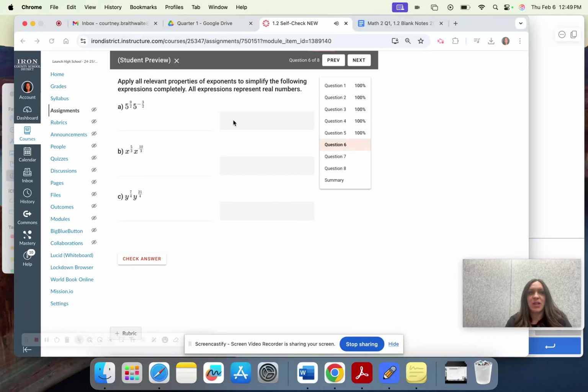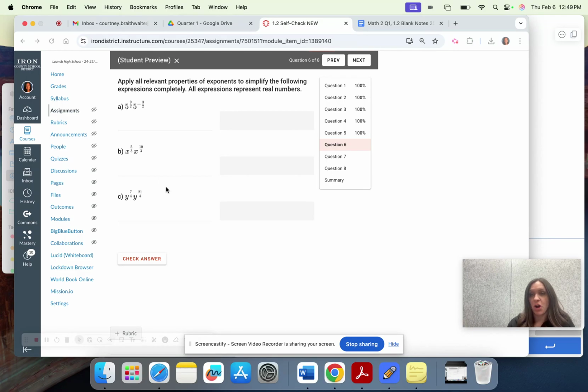Question 6, apply all relevant properties of exponents to simplify the following expressions completely. All expressions represent real numbers. Okay, so our first one, we have 5 as our base. The second one, we have x as our base. And the third one, we have y as our base.